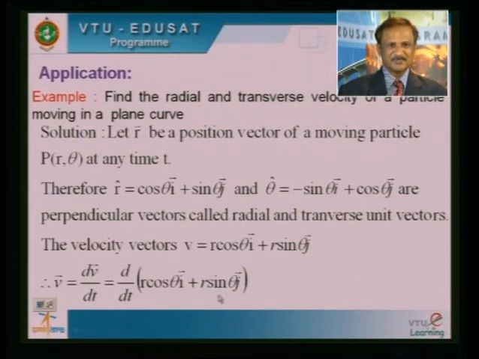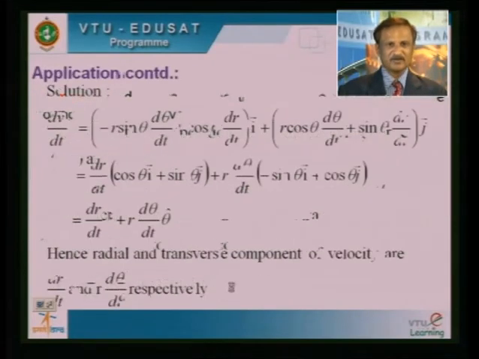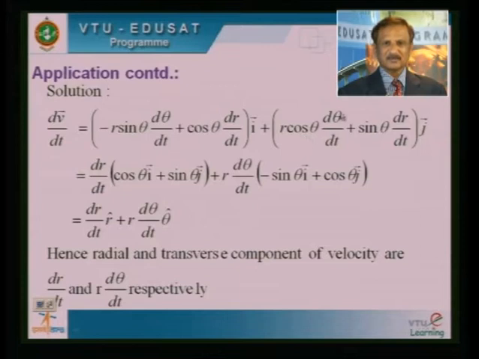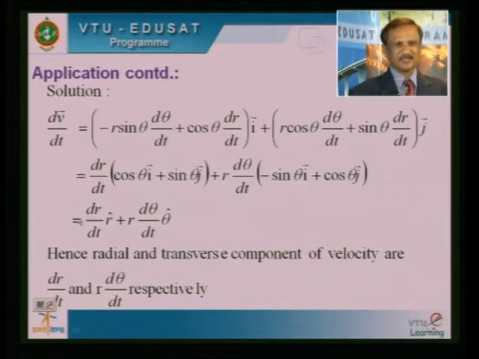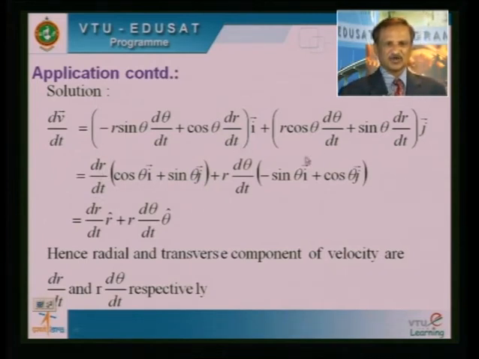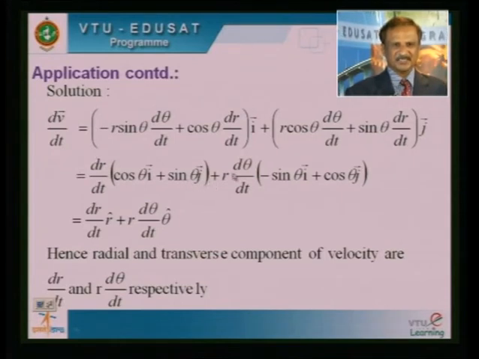Plus I want to differentiate the second function, r into sin theta. Once again you can go for the product rule: r into cos theta d theta by dt, plus you can keep sin theta as it is, derivative of r with respect to t, j. Then dr by dt is common, so you can take it out, and the remaining thing can be written as cos theta i plus sin theta j. From the other two terms, r into d theta by dt is common, so you can take it out, and the remaining thing is minus sin theta i and cos theta j.